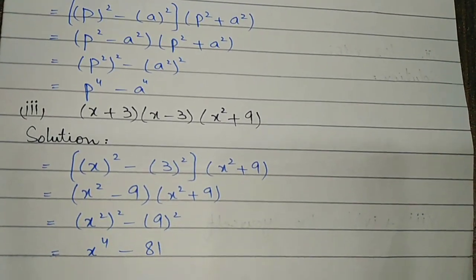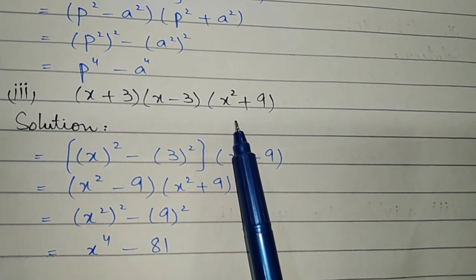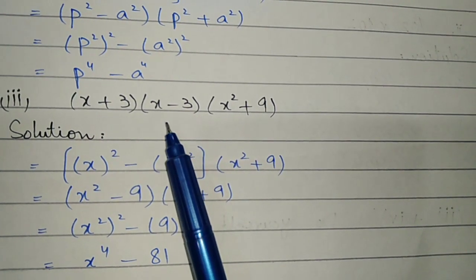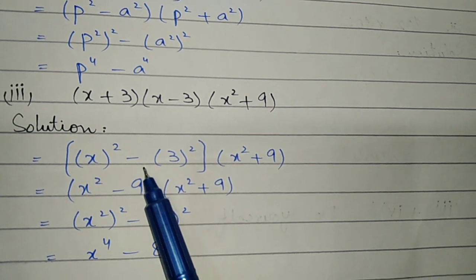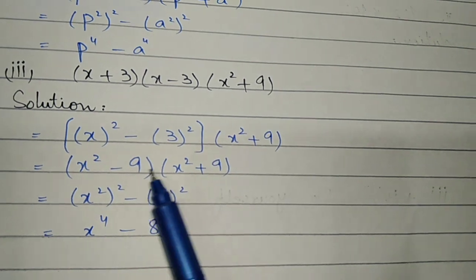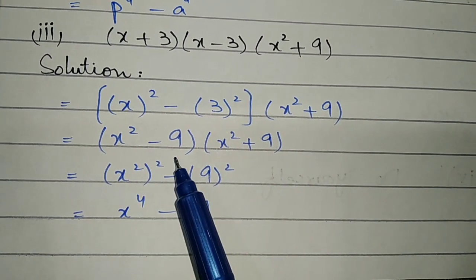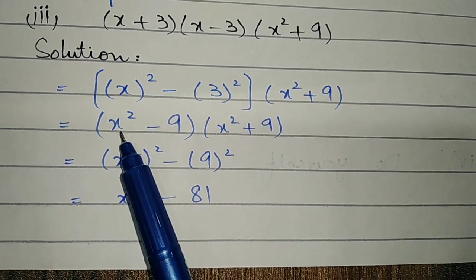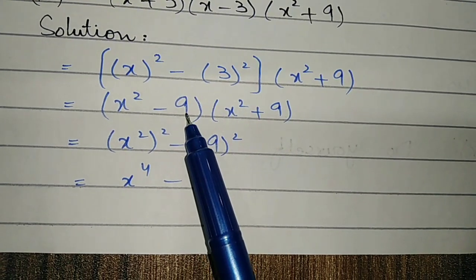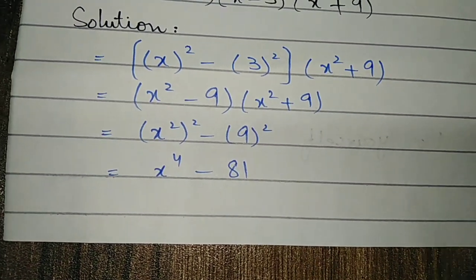The same thing is part number 3, that is (x + 3)(x − 3)(x² + 9). For x + 3 and x − 3, that means x² − 3², times (x² + 9). We will get (x² − 9)(x² + 9). Now we apply the same formula, (a − b)(a + b), that is (x²)² − 9², and you will get x⁴ − 81.